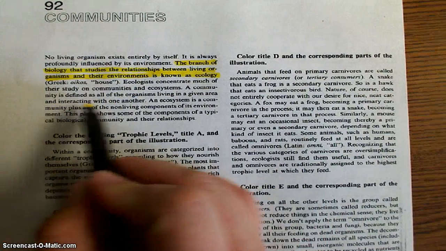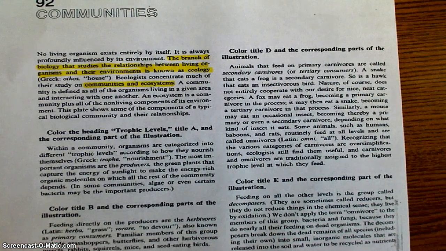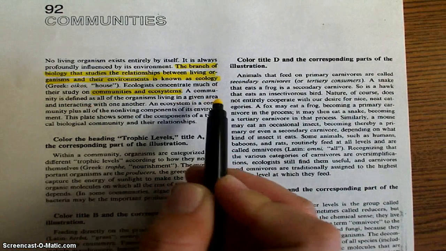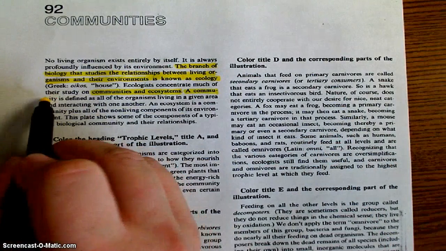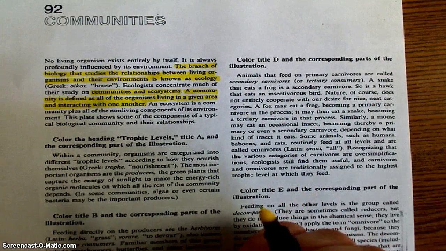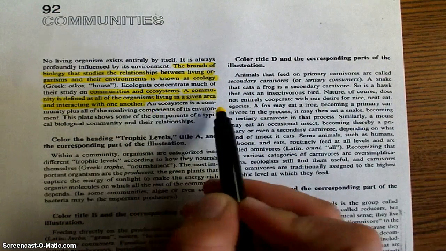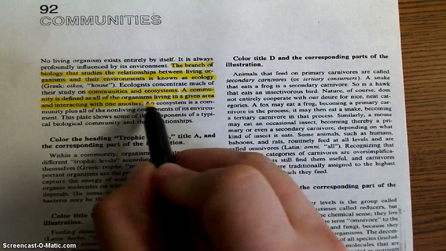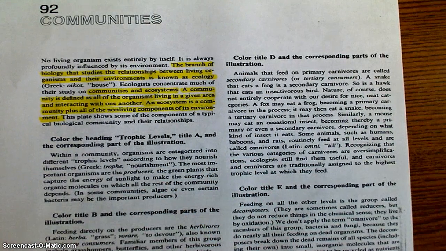Ecologists concentrate much of their study on communities and ecosystems. Again, two more vocab words that I want to make sure that I'm able to pay attention to. A community is defined as all of the organisms living in a given area and interacting with one another. There's the definition for communities, if I wasn't sure what it was before or I struggled with that on our mini assessments, it's right there in my reading to review. An ecosystem is a community plus all of the non-living components of its environment. I'm going to go ahead and highlight that because ecosystem is again one of our vocab words.